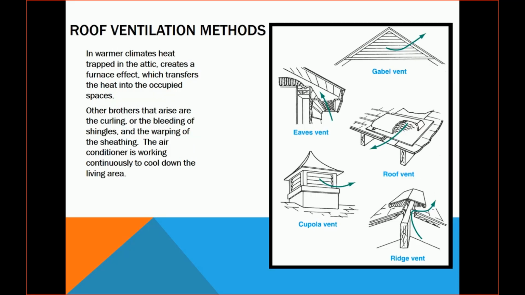So here are the different methods. The gable vent, again, you have a gable on each end and the air circulates through there. Eave vent, that's up in the soffit where you have some kind of ventilation that can get up and down through there. Roof vents. A lot of houses have roof vents directly on the roof. Cupola vent, we don't really use those much today, but again, that is an option. And then the ridge vent is also very commonly used today.